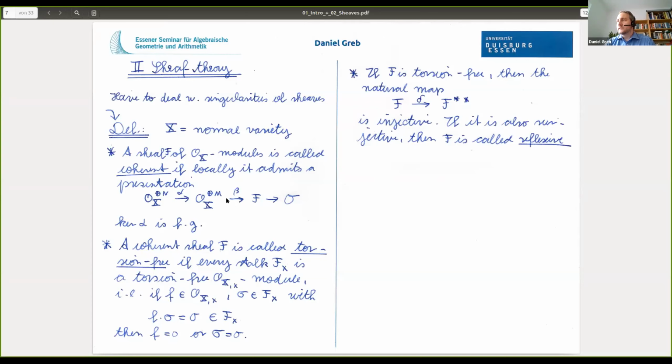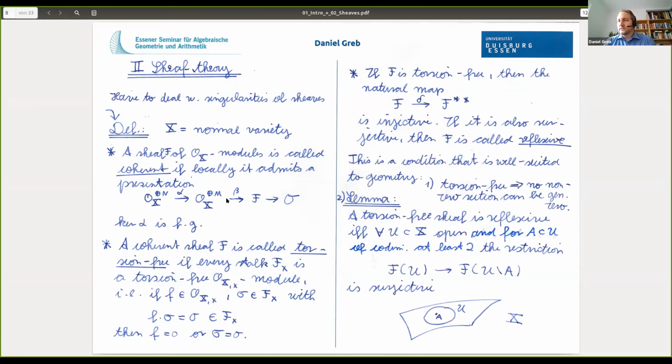So that's a purely module-theoretic, commutative algebra definition. What does it mean? It's actually tied very closely to geometry, and these two conditions are very well suited to geometric considerations, which is why I'm going to impose them. First, torsion-free: what does this mean? It means that a non-zero section in my sheaf cannot be generically zero. I look at an open set and a section, and if this section is zero on some open subset, then it's actually zero. So I don't have sections which have support on a subvariety. That's a geometrically meaningful condition.